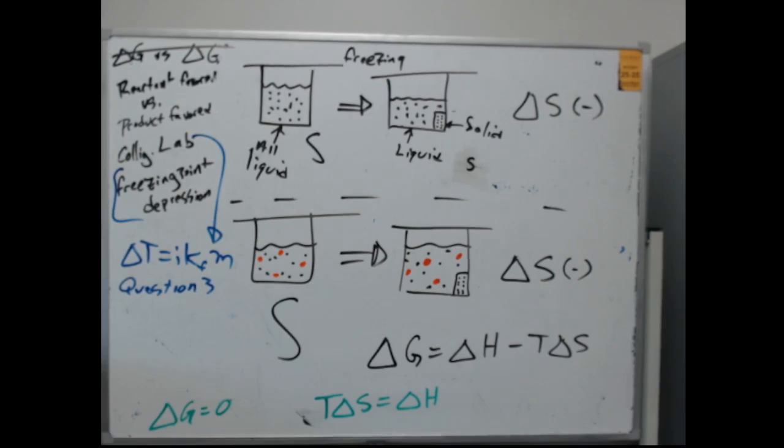Did I flip my signs? Let me make sure I'm thinking about this right. Delta S would be negative, so if entropy is smaller, wouldn't it be a larger negative number? For the temperature? Yes, and that's where we have to be careful.